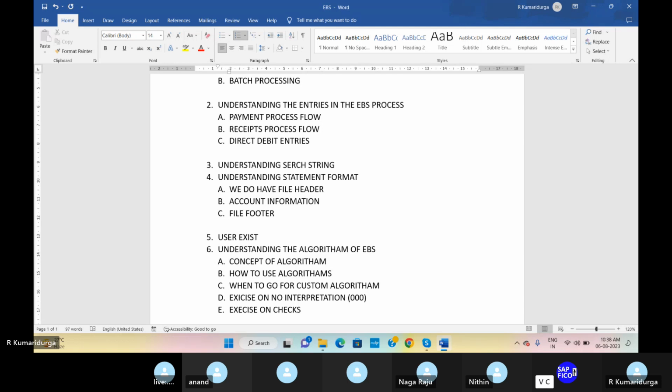And the next one is direct debit entries. There are no credit entries here; credit entries are for the customers. Debit entries are like bank charges. We will understand this in detail in the electronic bank statement configuration.